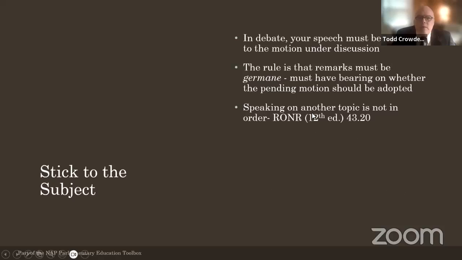In debate, your speech must be relevant to the motion under discussion. The rule is that remarks must be germane. That's just the parliamentary word for relevant. It must have bearing on whether the pending motion should be adopted.